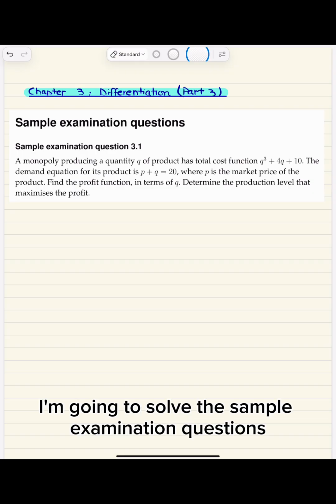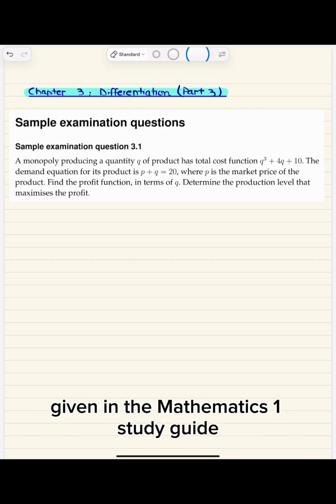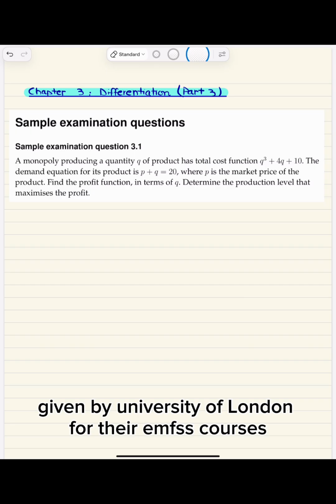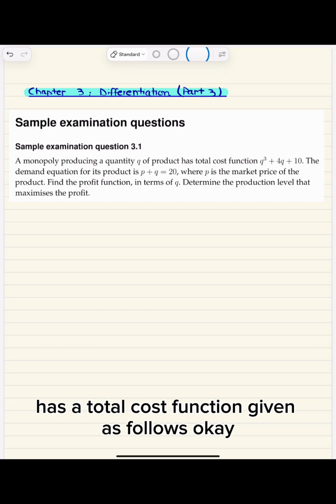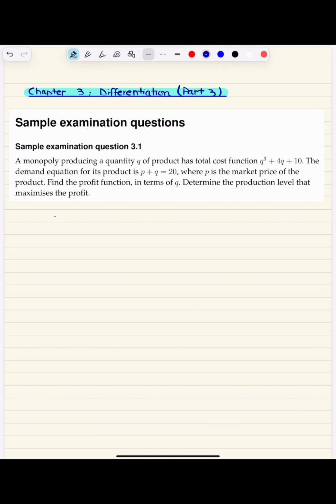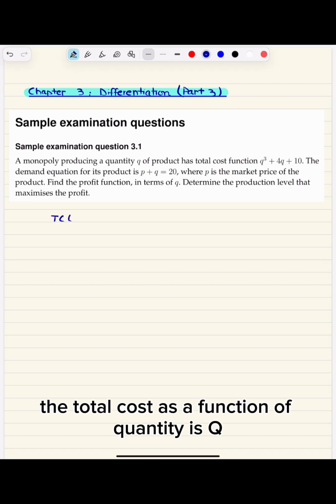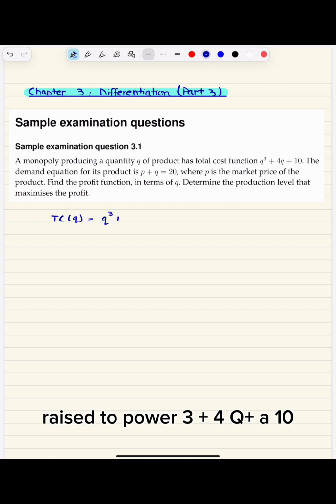Today I'm going to solve the sample examination questions given in the Mathematics 1 study guide given by University of London for their EMFSS courses. The first question says, a monopoly producing a quantity Q of product has a total cost function given as follows. The total cost as a function of quantity is Q raised to power 3 plus 4Q plus 10.